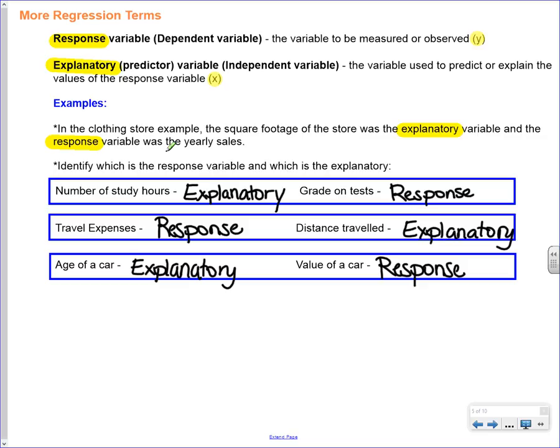So here are some examples of how to determine whether a variable is explanatory or response. If we were looking at number of study hours versus grade on a test, obviously the number of study hours would explain the grade on the test, and that would be your response. So that's how we got those: just thinking about which one explains the other one.